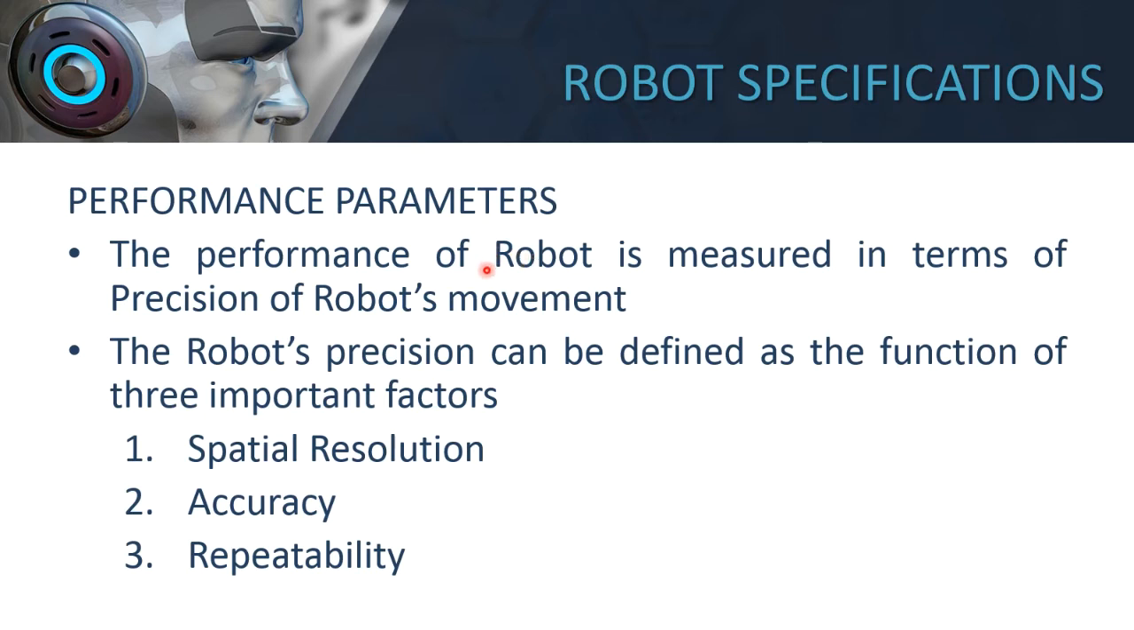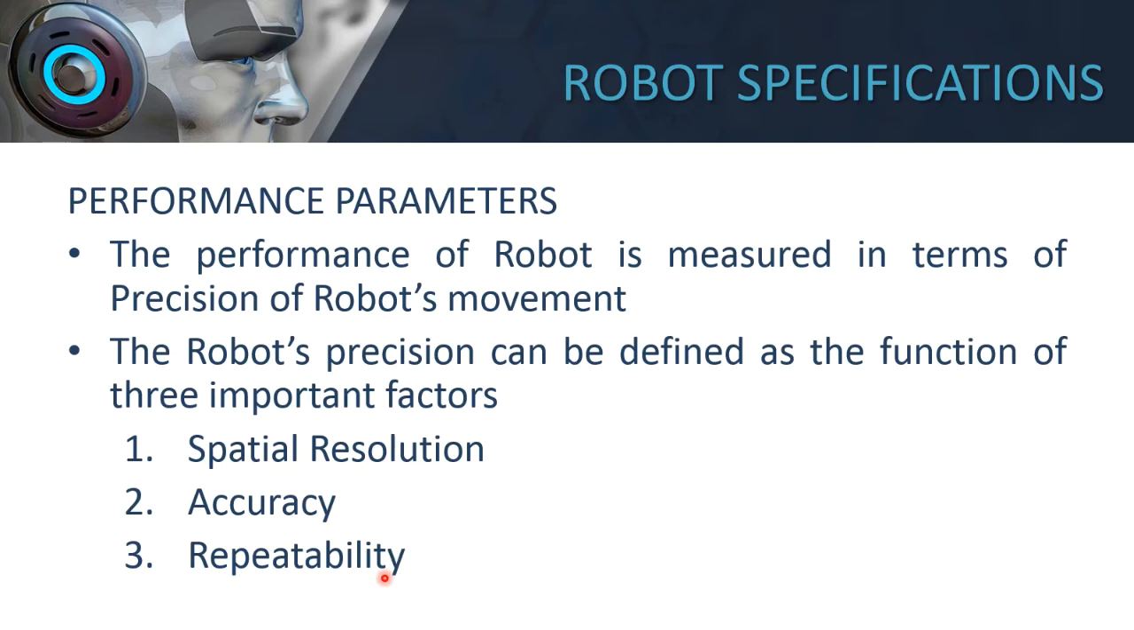And this performance of a robot is measured in terms of the precision of the robot's movement. So what is precision? Precision is nothing but how precisely the robot can execute the task it has been instructed to do. There are three important factors that determine the precision of a robot: spatial resolution, accuracy, and repeatability. We'll discuss these three performance parameters one by one. These three parameters define the precision of a robot.